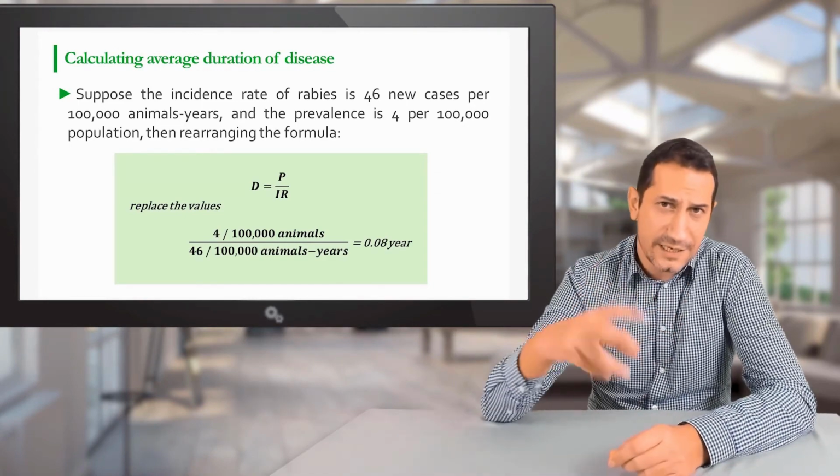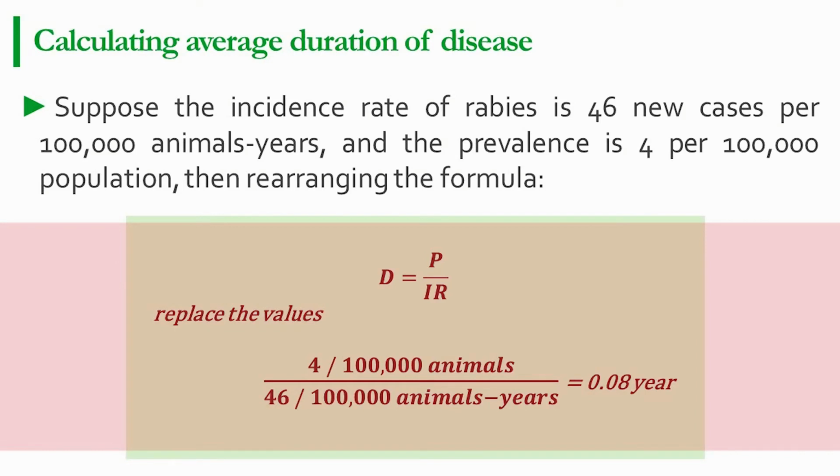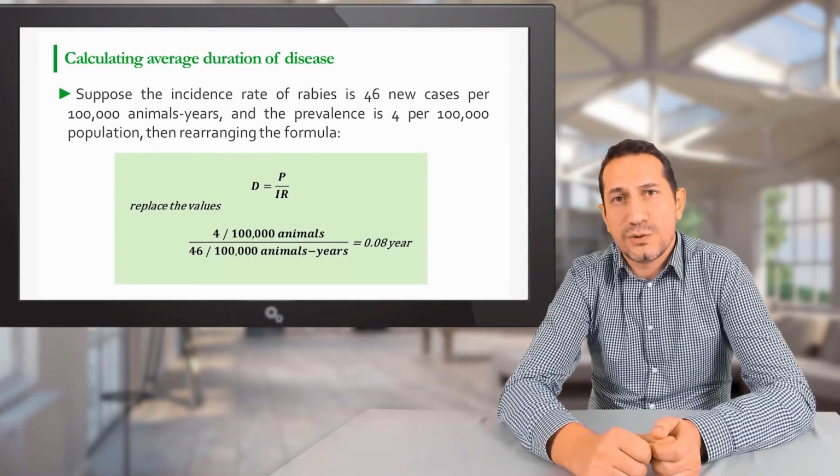Therefore, rearranging the formula again, the average duration of disease would be equal to prevalence over incidence rate. Then replacing the values, we would find that the animals with rabies would survive, let's say, an average of 0.08 years, which is approximately 1 month. That's correct also in terms of what we know for rabies, that it's almost a month of survival from the time of getting exposed till the death of the animals. So that's how we also calculate the duration of the disease.